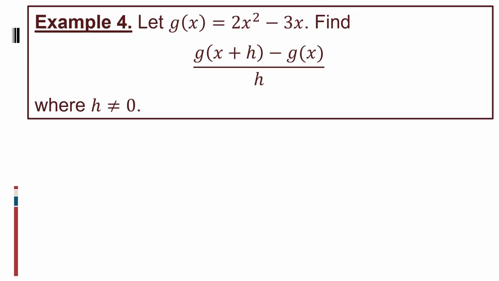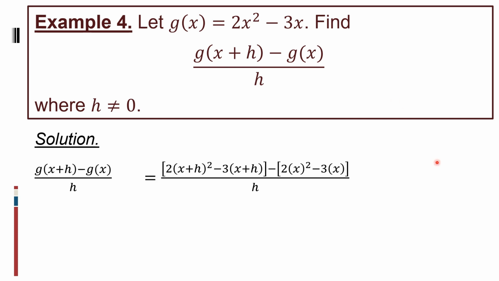Now, let's evaluate g of x equals 2x squared minus 3x. Now, let g of x equals 2x squared minus 3x, then find g of x plus h minus g of x all over h, where h is not equal to 0. So, for our solution, we evaluate g at x plus h and then at x. So, that becomes g of x plus h is 2 times x plus h squared.